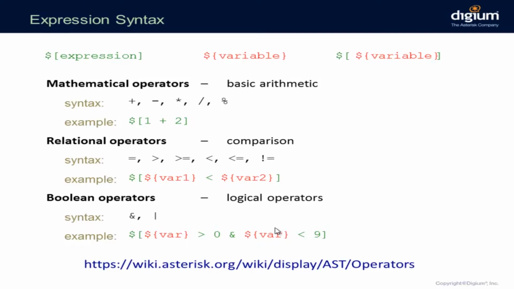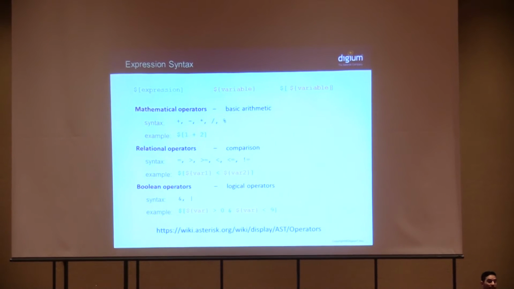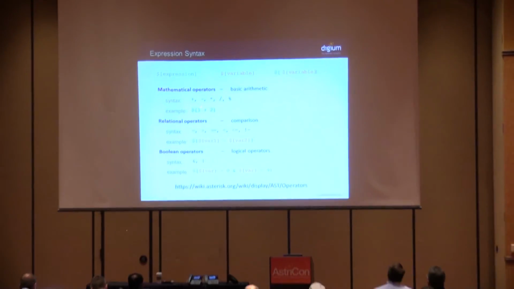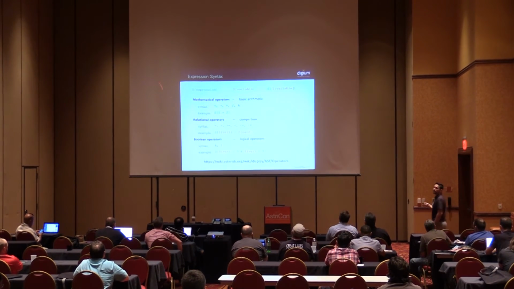Expressions use $ and square brackets, so not curly brackets anymore, square brackets, right? We can use variables inside expressions, of course. Those variables keep their own syntax, so $ and curly brackets. We have mathematical operators, so we can add, subtract, multiply, divide, and get the remainder of that division. So we can ask for the result of 1 plus 2, and we use $ and square brackets around 1 plus 2 to get the result of that expression.